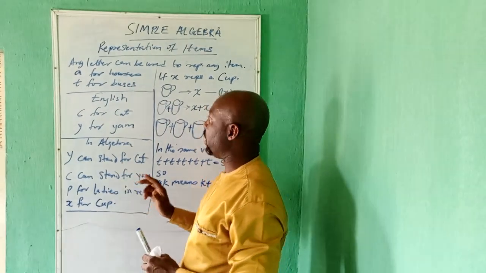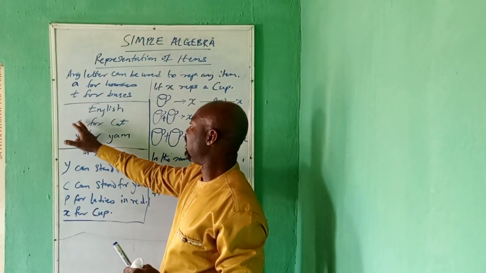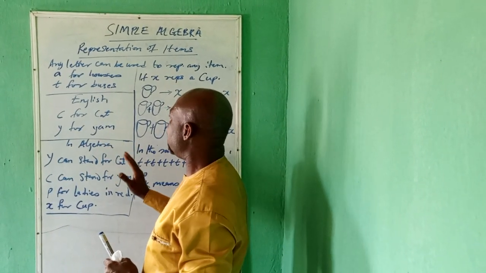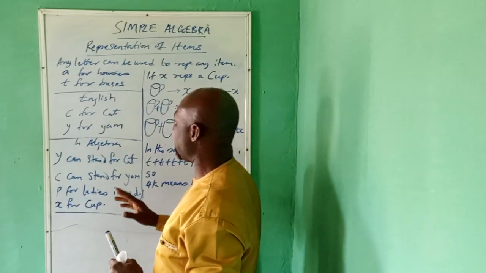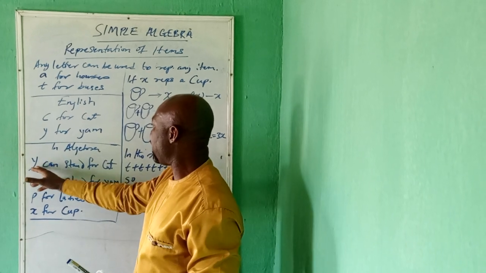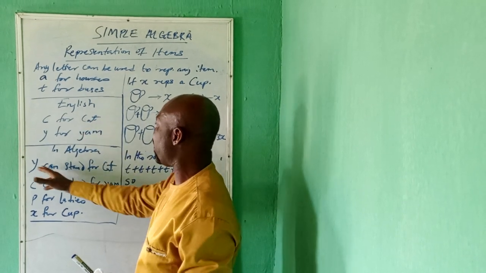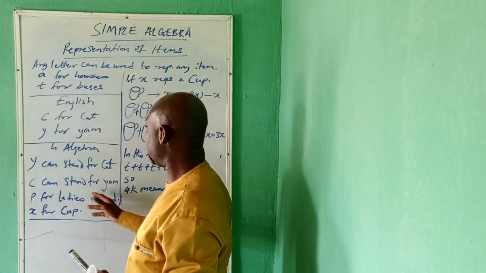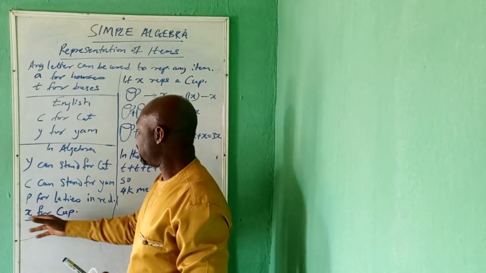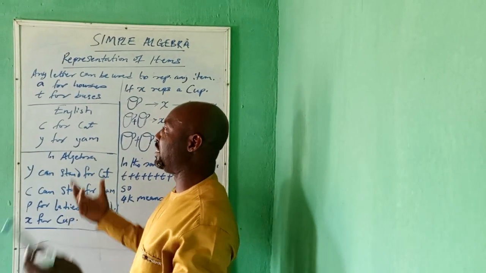There's something you have to note here. It's not like in the English language where we always say things like C for cat, Y for yam. No. In algebra, any letter can represent anything. Like here, in algebra Y can stand for cat, not here where C must stand for cat. Here Y can stand for cat, C can stand for yam, P can stand for ladies in red, and S can stand for cup. You can use any letter to represent anything.